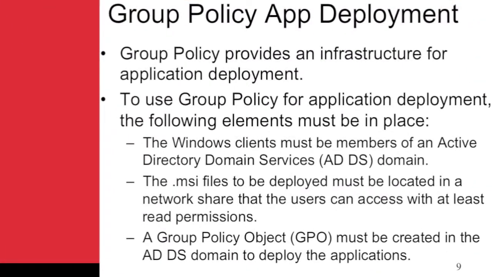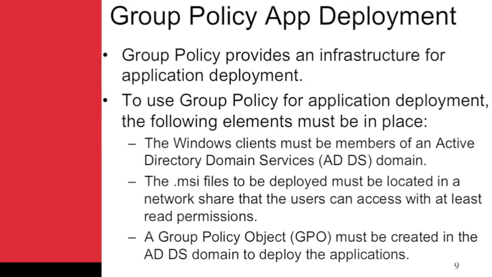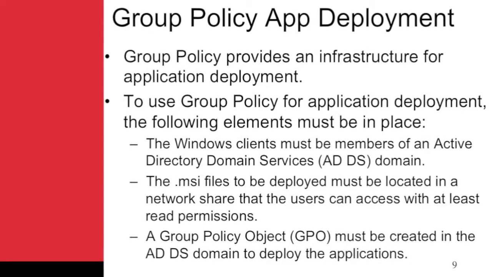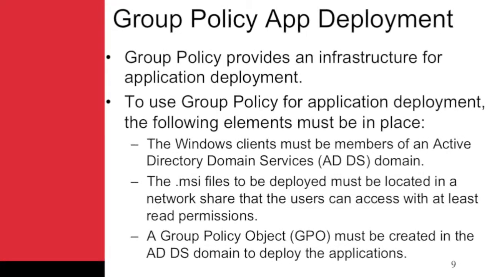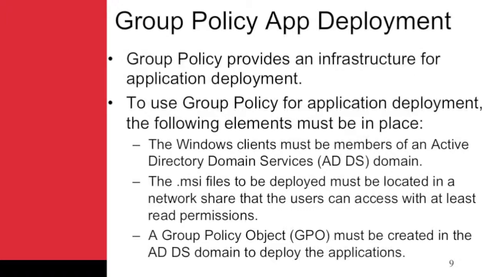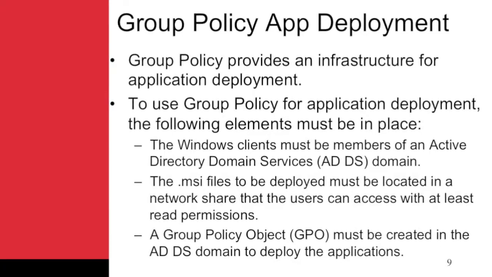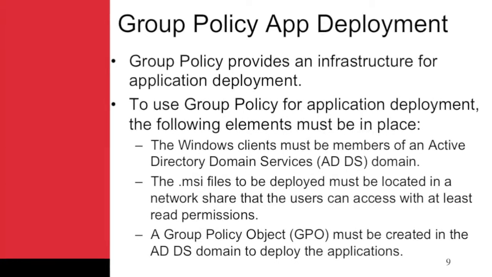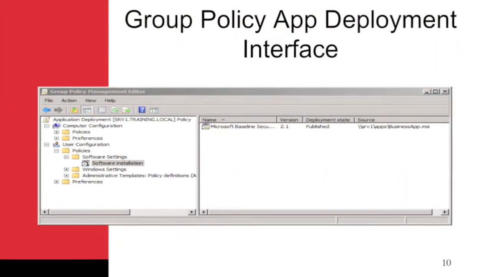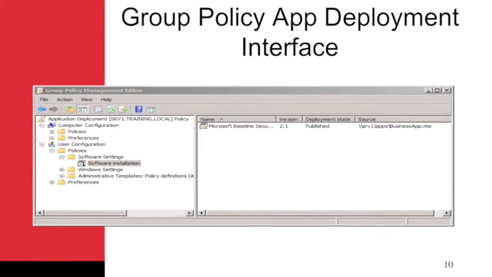Group policy provides an infrastructure for application deployment. If you want to use group policy for application deployment, the following elements must be in place. The Windows clients must be members of an Active Directory domain services domain. The MSI files to be deployed must be located in a network share that the users can access with at least read permissions, and a group policy object must be created in the Active Directory domain services domain to deploy the applications. This figure shows the interface within a GPO for application deployment. In this case, the application is Microsoft Baseline Security Analyzer 2.1.